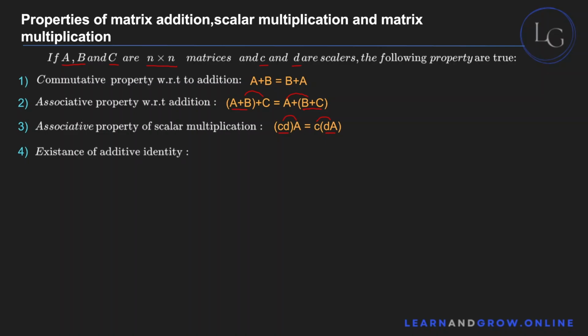Now, existence of additive identity. The additive identity is a null matrix. Let's say a 2 by 2 null matrix is this: 0, 0, 0, 0. This is a 2 by 2 matrix and it is an additive identity for all 2 by 2 matrices. So if you add a matrix to a null matrix of the same order, or if you add the null matrix to A, both of these will give you A as the result. So if you add any 2 by 2 matrix to this 2 by 2 null matrix, or add this null matrix to any 2 by 2 matrix, it will give you that same 2 by 2 matrix as the result.